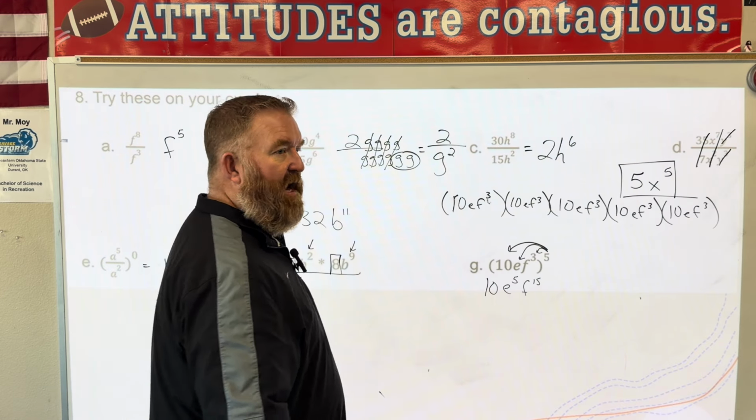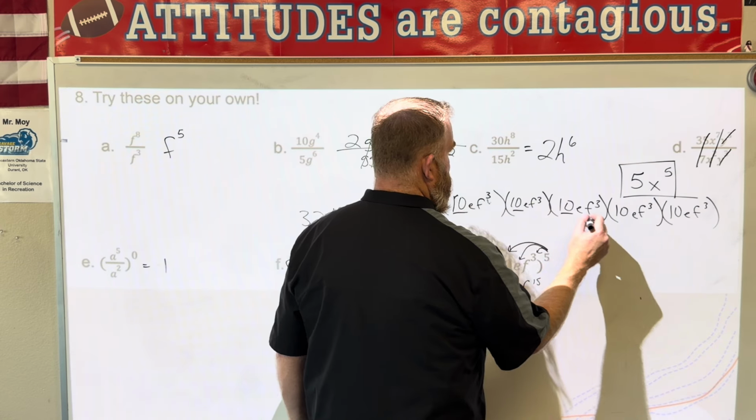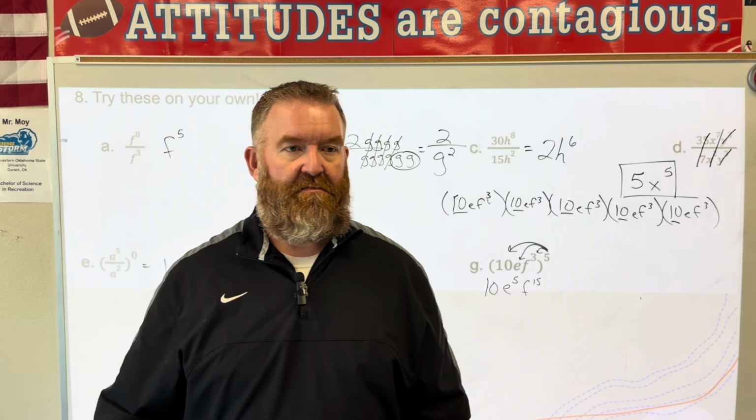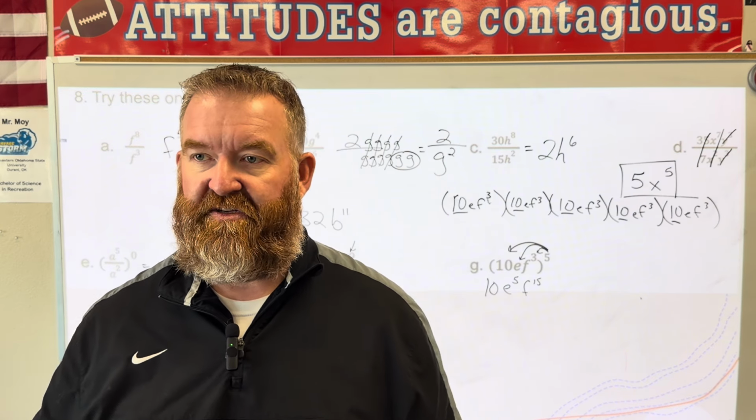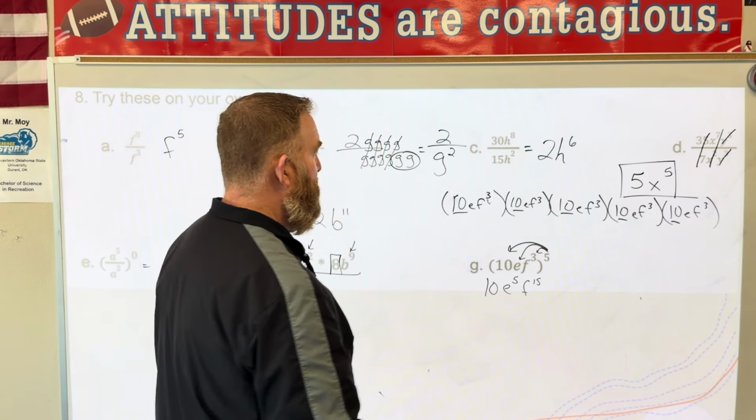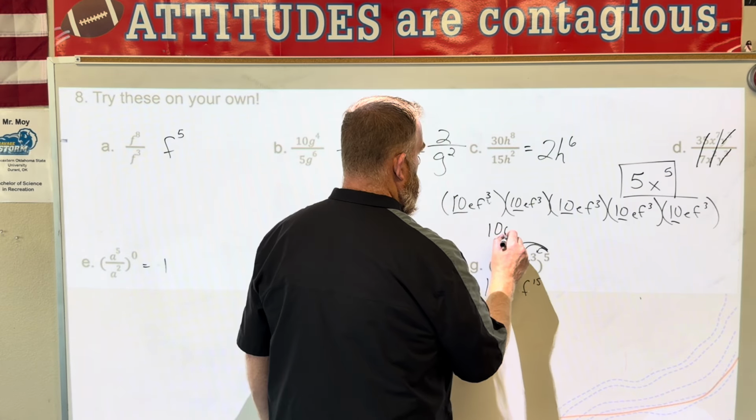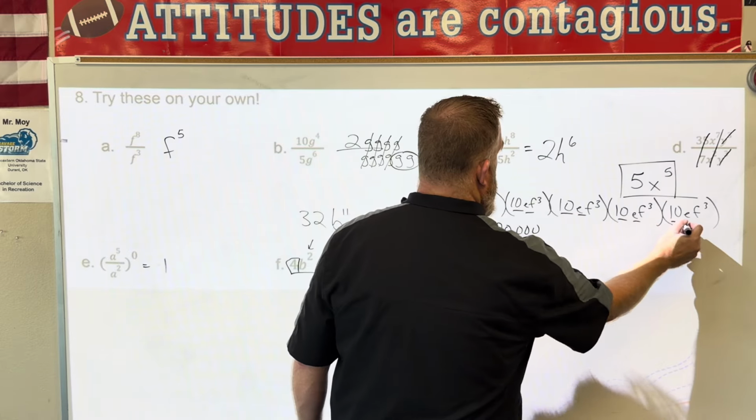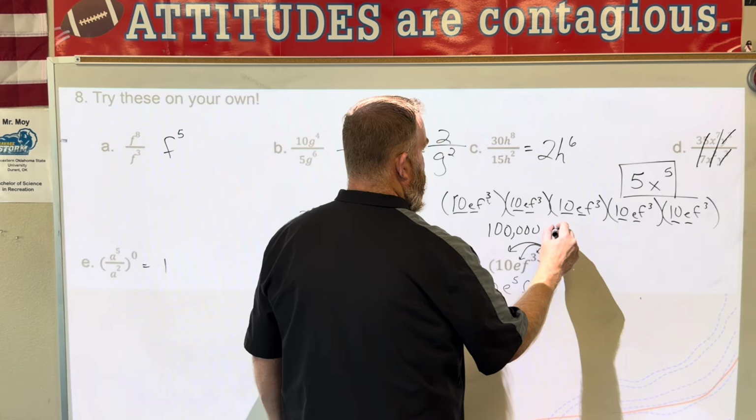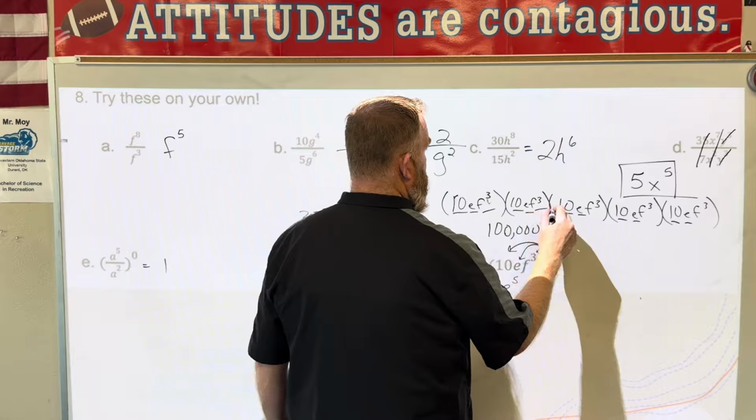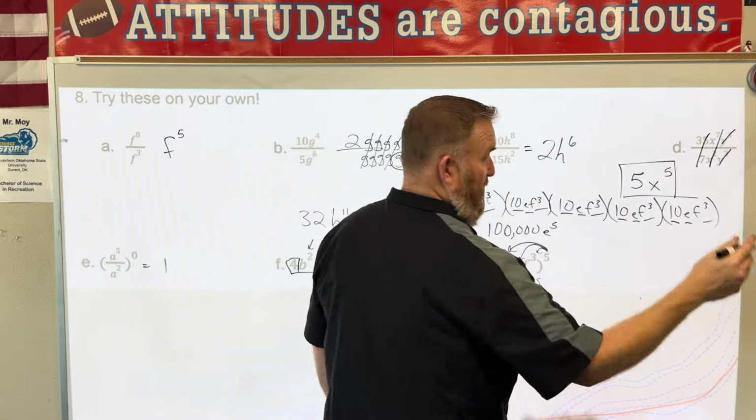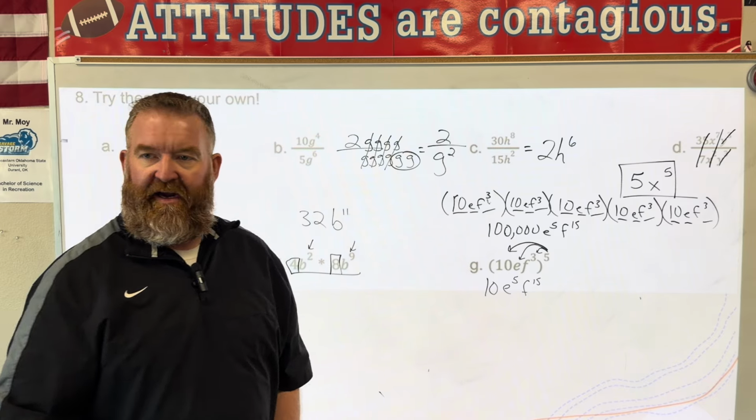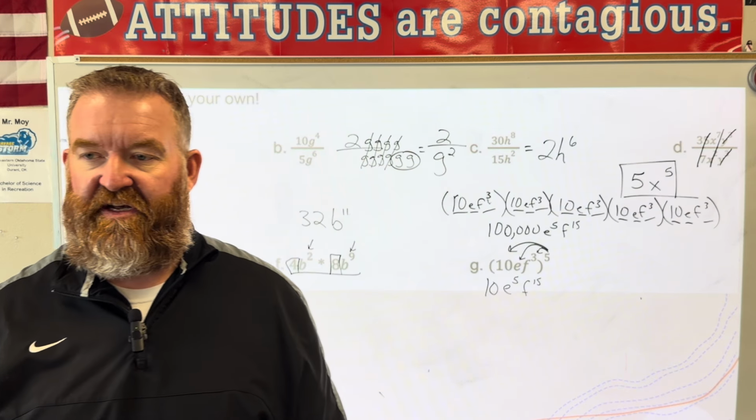Yes? Now you can see 10, 10, 10, 10, 10, which is 100,000. It's 100,000, 5 zeros. Okay? So that would be 100,000. How many E's? 1, 1, 1, 1, 1. How many E's? 5 of them. 3, 3, 3, 3, 3. What's 3 times 5? F to the 15th power. If you need to write it out, write it out. You guys with me on this?